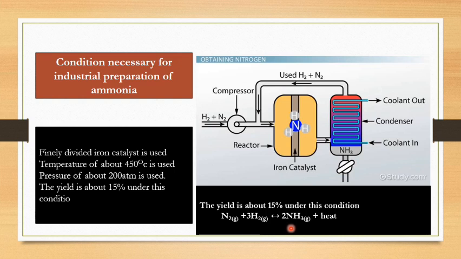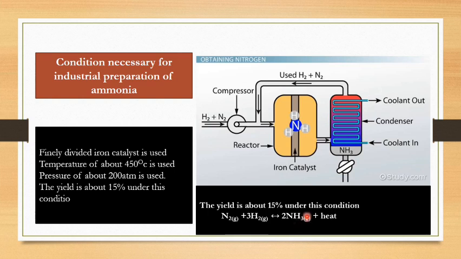Now, according to Le Chatelier's principle, increasing the pressure will favor the side of the reaction with low volume. If you look at this reaction, we have two sides. Let me call the side where we have nitrogen and hydrogen the left side, and where we have the ammonia, the right side. According to that principle, an increase in pressure will favor the side with the lowest volume.